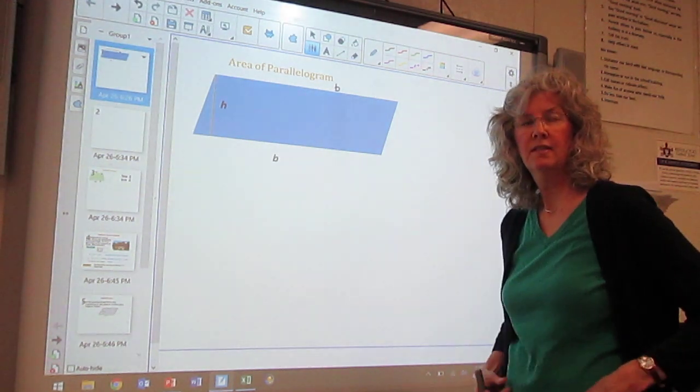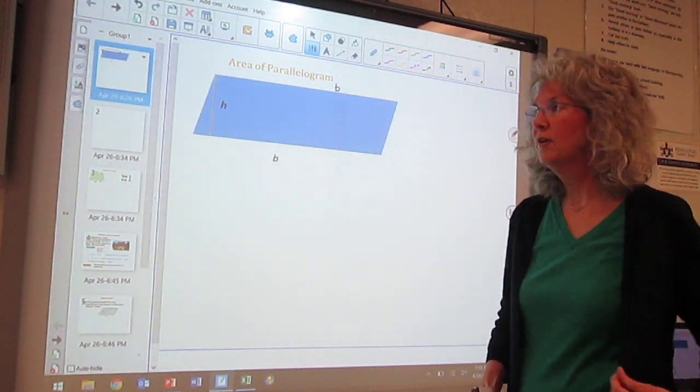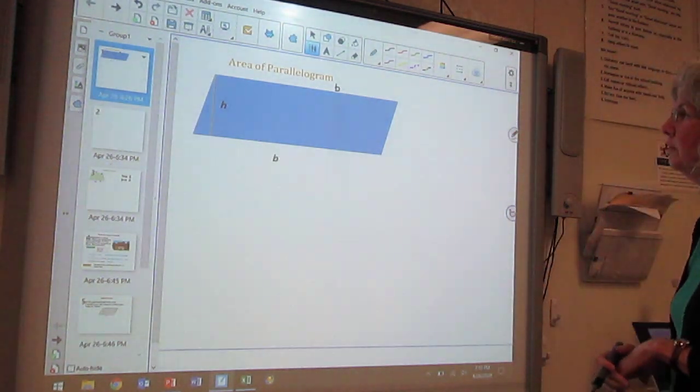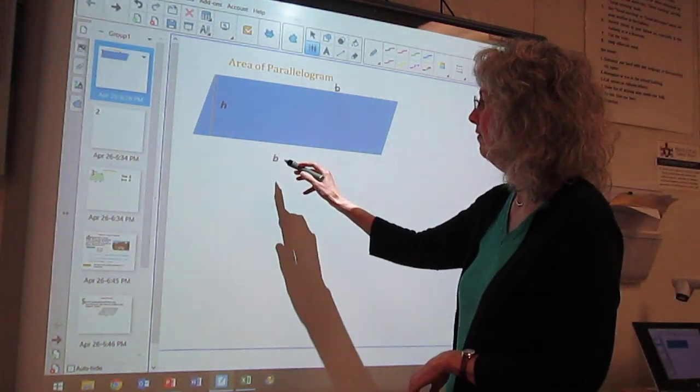Hello everyone. In this lesson we're going to talk about parallelograms and trapezoids and their areas. So let's look at the area of a parallelogram. There should be a review. We have a base of B.